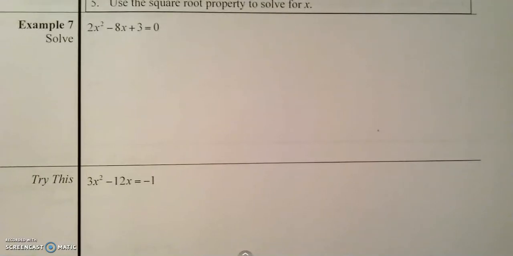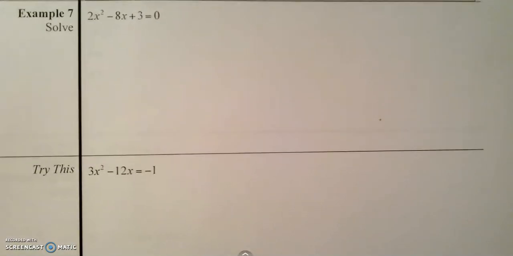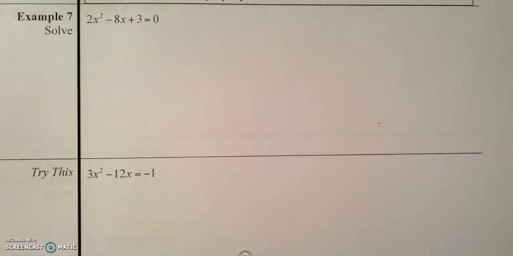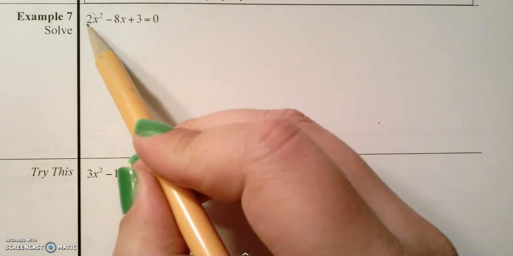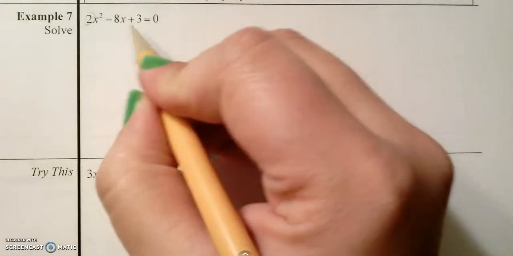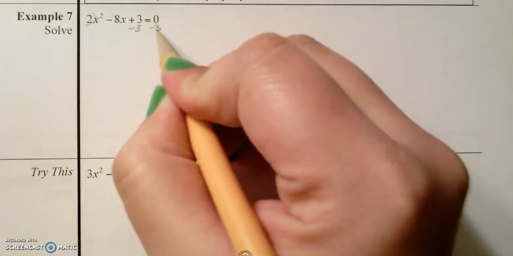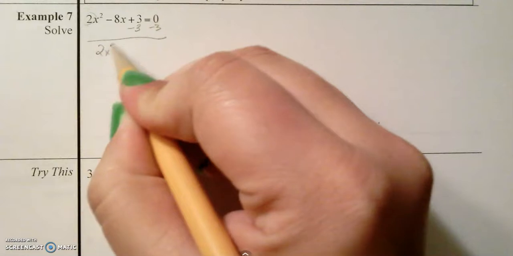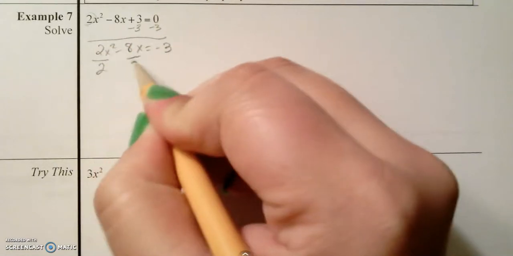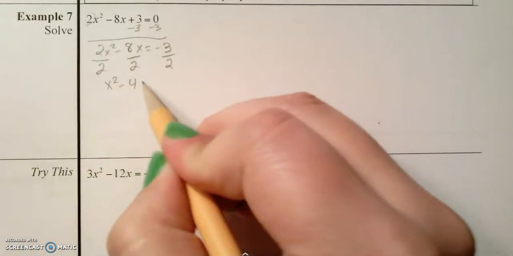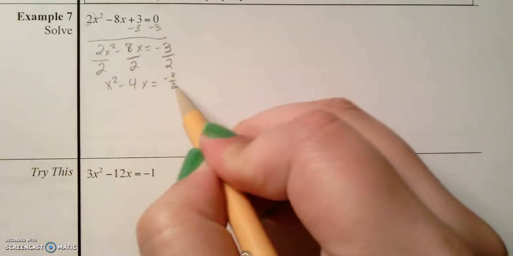Alright, this video is going to pick up from where we left off last class with example 7. We were noticing that the difference in example 7 and the other ones that we did last class is this coefficient. And in order to solve something with a coefficient, we're going to need to divide. So the same first step, we're going to subtract over the constant. 2x squared minus 8x equals negative 3. Divide everything by 2. And so we get x squared minus 4x equals negative 3 halves.